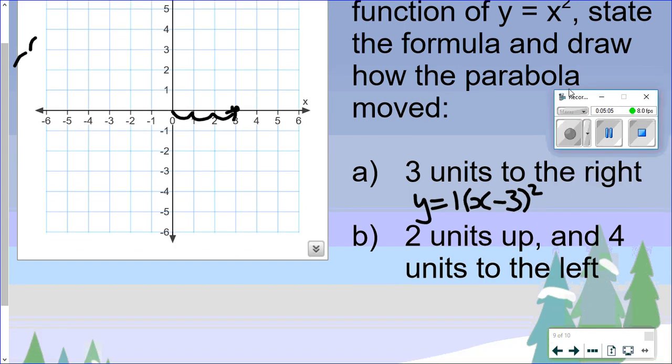If we're going to go 2 units up and 4 to the left, now our vertex is here. We still have no stretch or compression. Minus 4, so that becomes a plus 4. And outside the brackets is exactly what it was before.